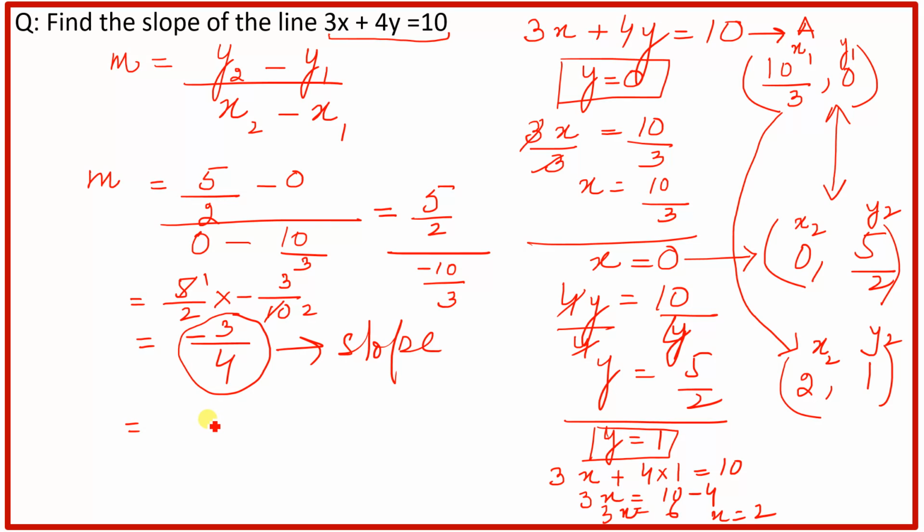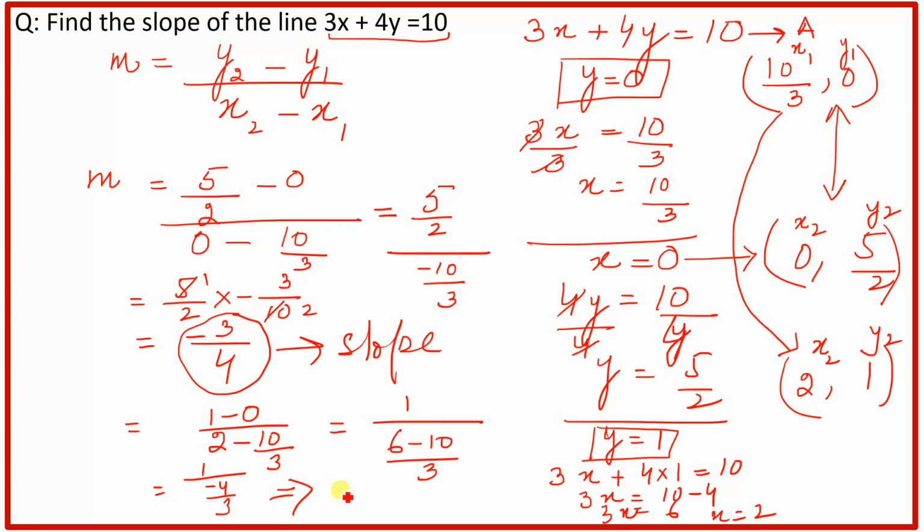M is equal to y2, 1 minus 0 divided by 2 negative 10 over 3, which is equal to 1, and then we take the LCM, which is equal to 1 divided by negative 4 over 3, and which is equal to negative 3 over 4. See, the same slope. It means you can take whatever solution set you want.